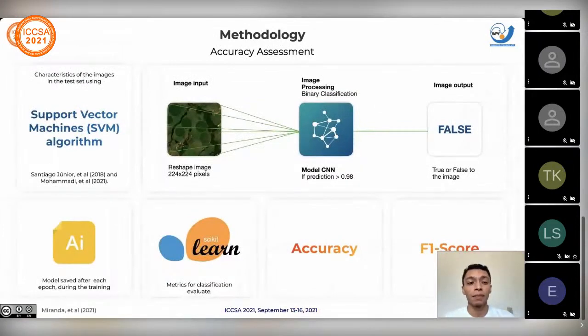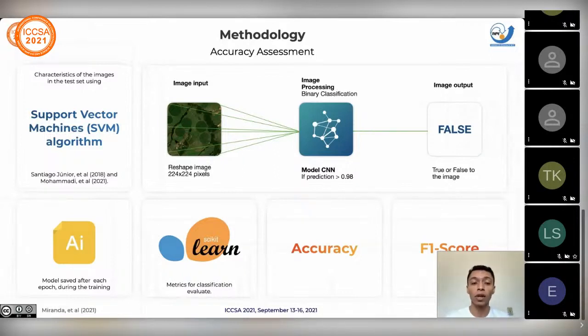Accuracy assessment. We use the support vector machine algorithm to give an idea of the characteristics of the images in the test set. We show the band-by-amplitude band graphs, two spectral features considering the green and red bands respectively. To evaluate the best model obtained during the training, we used the predict method of the Keras API.